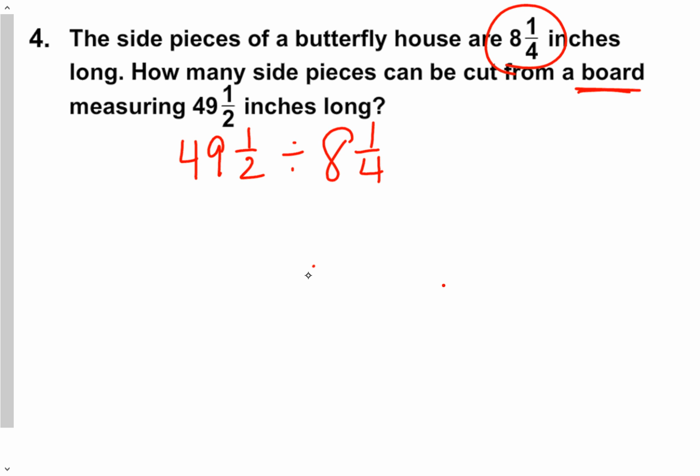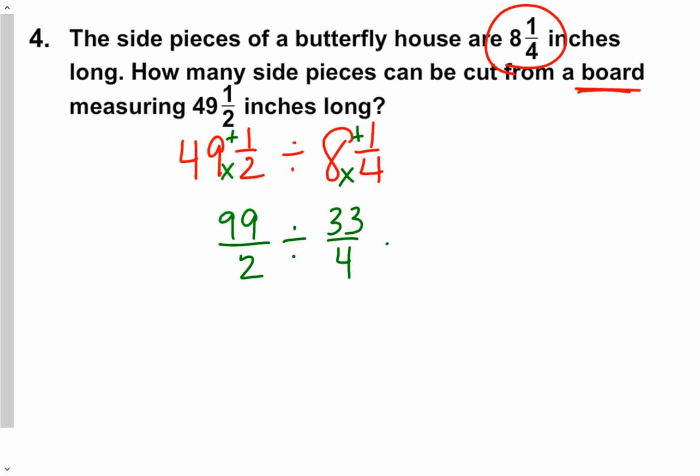Okay. Now again, we can't start changing this into multiplication because it's not a division sentence. It's not in fractional form yet. So now we have 49 and a half. Let's turn that into fractional form. So 2 times 49 is 98, plus 1 is 99 over 2, divided by, now 4 times 8 is 32, plus 1 is 33 over 4.